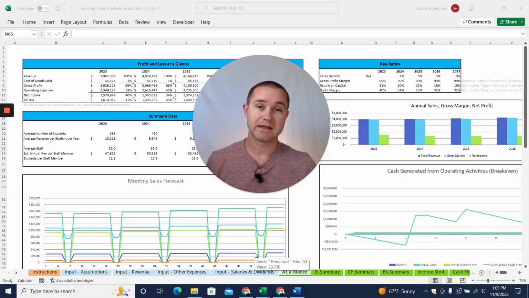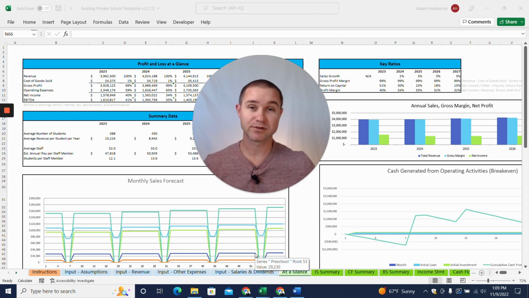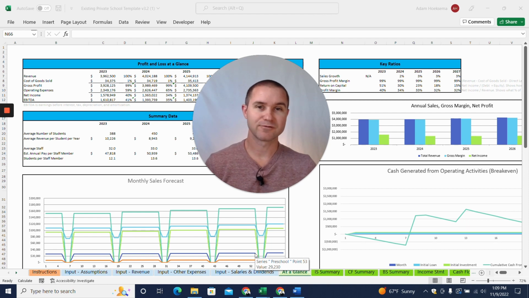Hey, if you're looking to create a cash flow projection for an existing school and you're running into trouble because it's a complicated process, with cash inflows coming in lumps when tuition comes in and cash outflows going out throughout the year for teacher salaries and operating expenses, and you need to predict and forecast what cash flow is going to look like, you've come to the right place, because we have built a financial projection or cash flow forecast template specifically for existing schools.